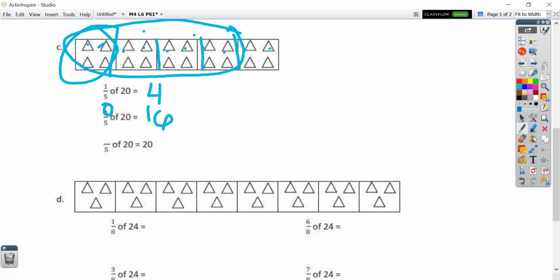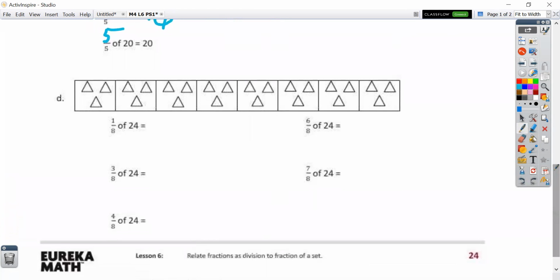Now, blank groups of 5 of 20 is 20. So how many of these groups up here do you need to get to 20? 4, 8, 12, 16, 20. Well, you need all 5 groups. All right, so now that we've done that, I'd like you to try this.